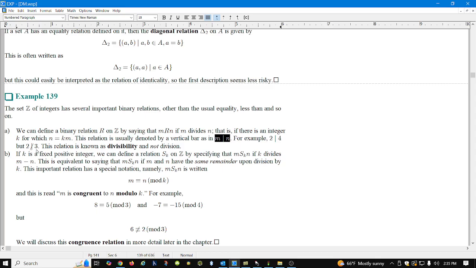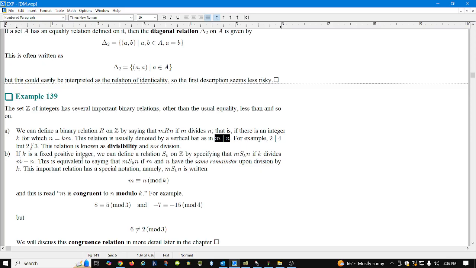This relation, of which we will speak often, is known as divisibility and not division. Division is not a relation, it's an operation. It returns a value. Relations do not return a value, except yes and no. Yes, they're related. No, they're not, if you want to think of it that way.